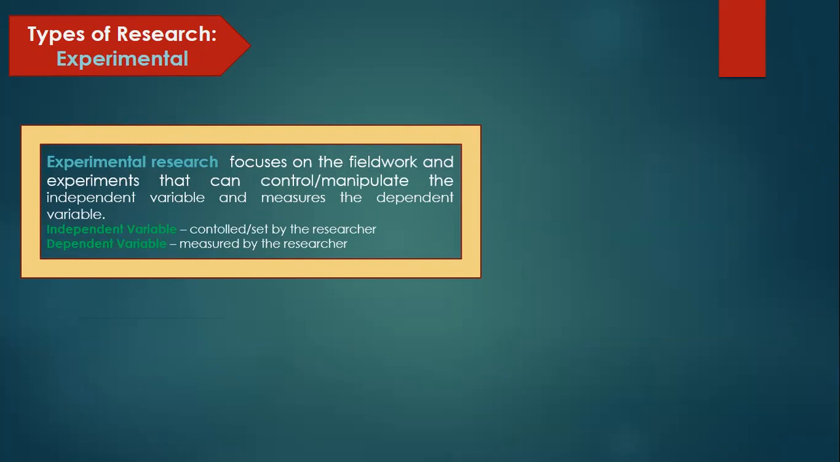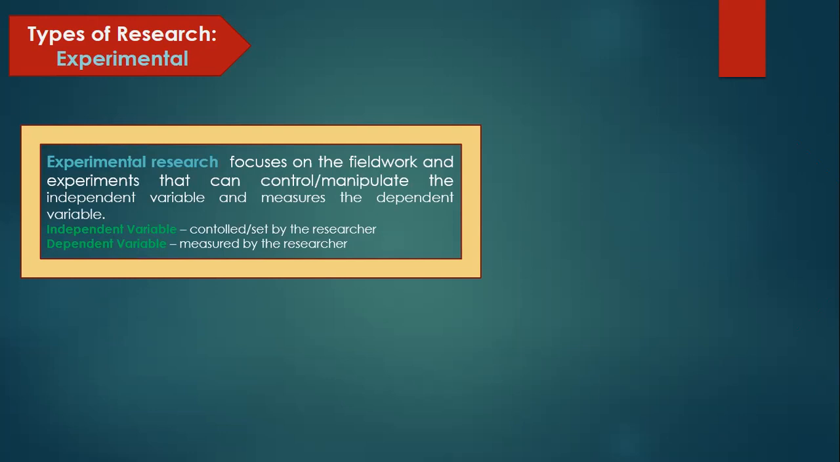Okay, the last one, I think this is the last type of research, experimental. Experimental research focuses on field work and experiments that can be controlled or manipulated by the independent variable. So the independent variable, based on your statistics class or your engineering data analysis class, is a variable which is controlled or set by the researcher. You have to set the variables. And then the dependent variables are measured by the researcher.